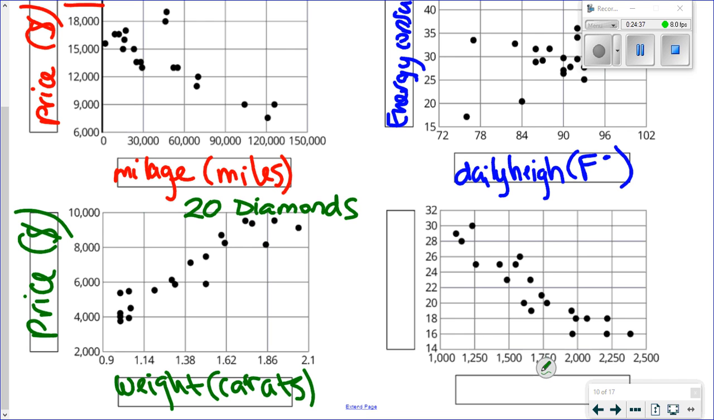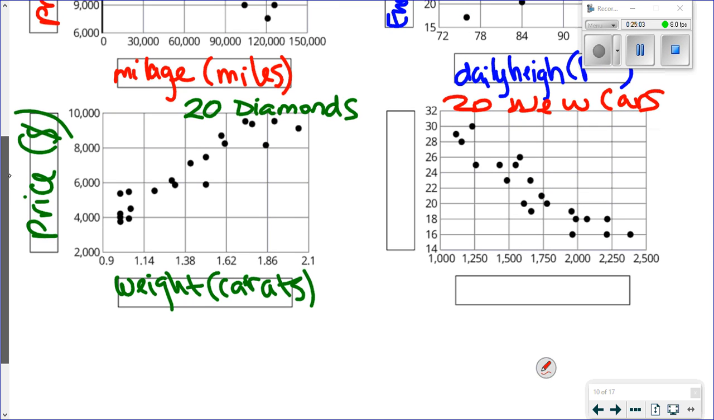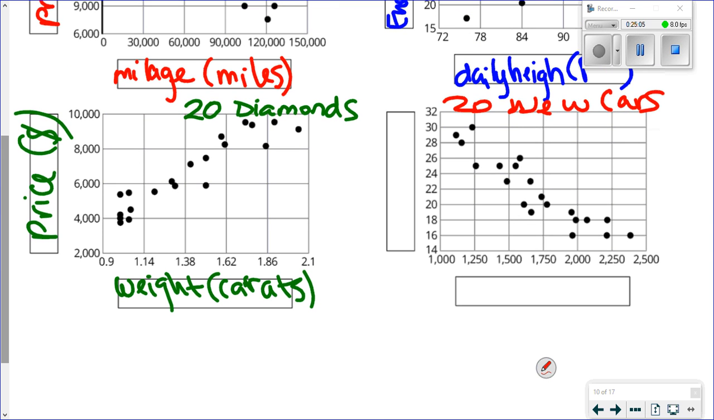All right, and then finally, that fourth scatter plot would make the most sense then to be titled my 20 new cars. That's the last set of data we haven't used yet. And when further analyzing the X and Y axes here for the 20 new cars, if I look at the table, it appears that the X-axis ranges from 1,000 to 2,500.